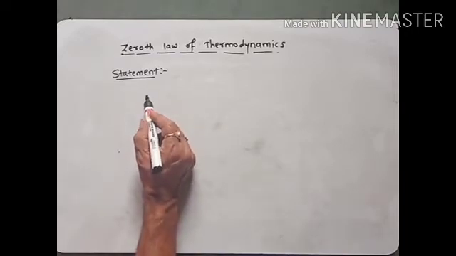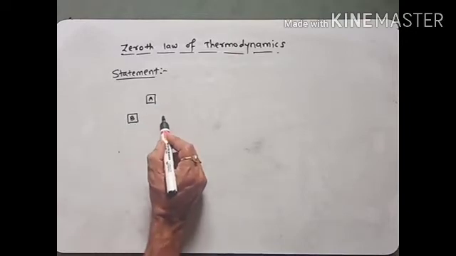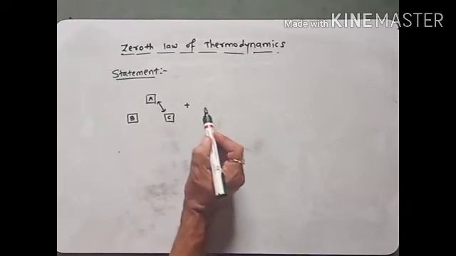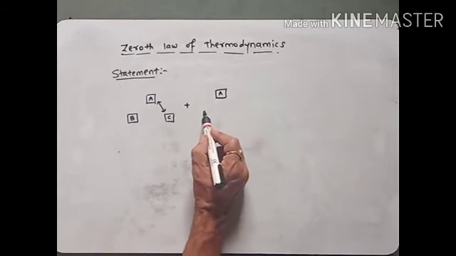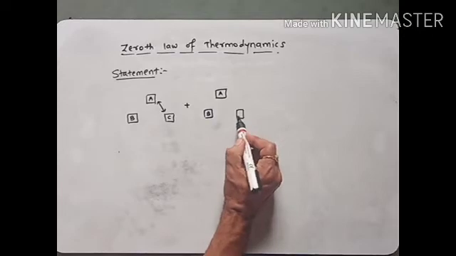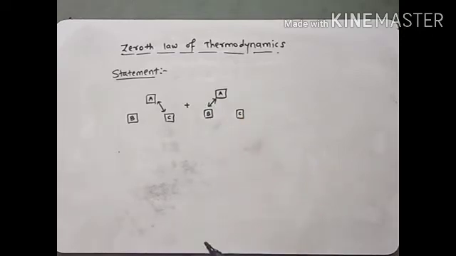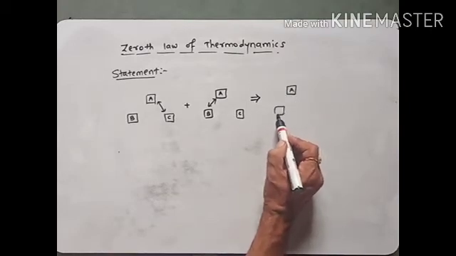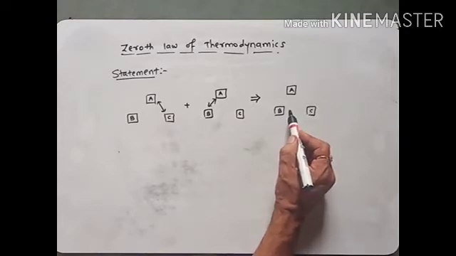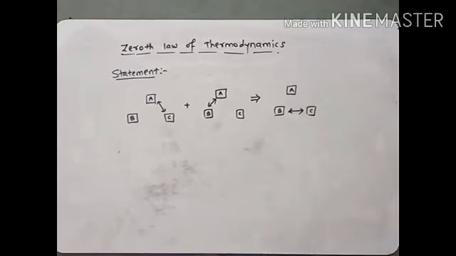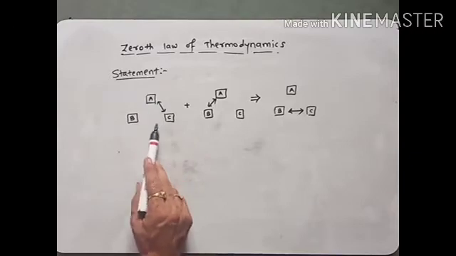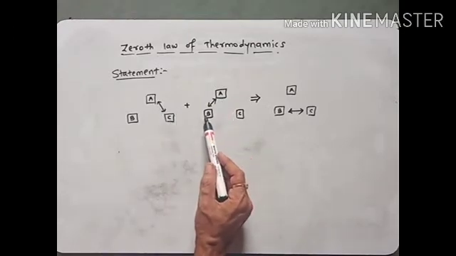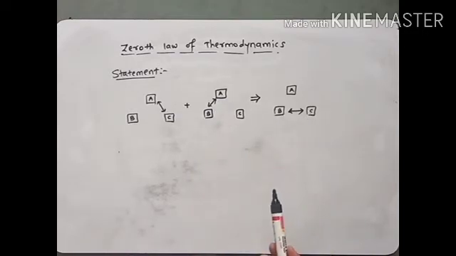Suppose you consider diagrammatically: this is system A, this is system B, this is system C. Suppose A and C are in thermal equilibrium. Now we consider the next condition: suppose A and B are in thermal equilibrium. Then according to the Zeroth Law of thermodynamics, these two systems B and C are also in thermal equilibrium. Again I will explain: A and C are in thermal equilibrium, A and B are in thermal equilibrium, which implies B is also in thermal equilibrium with C.